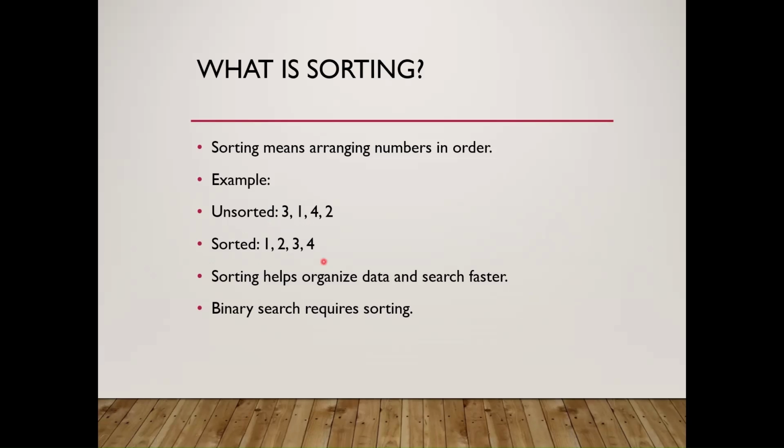And why do we need it? Because it helps us organize data and search faster. There's a searching method called binary search, which is quite fast, and it works only on sorted arrays by dividing the array in half and searching for target values, checking whether they are greater than the value at the middle or not. So it is necessary to save us a lot of time and space.